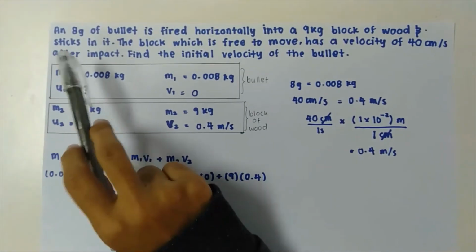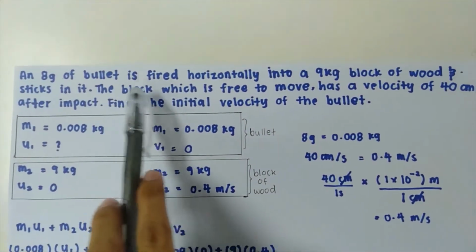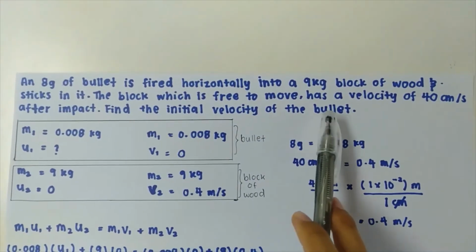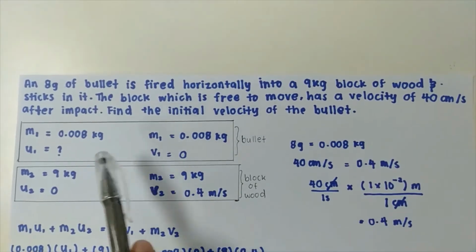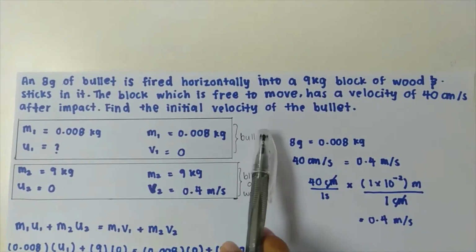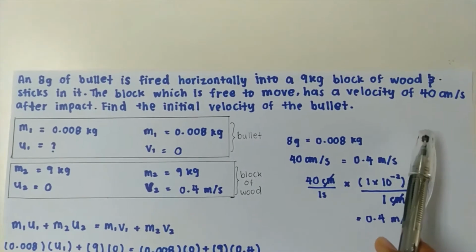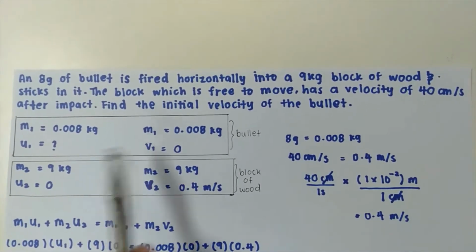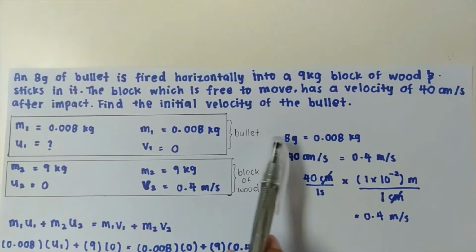Okay, an 8 gram bullet is fired horizontally into a 9 kg block of wood and sticks in it. The block, which is free to move, has a velocity of 40 cm per second after impact. Find the initial velocity of the bullet.